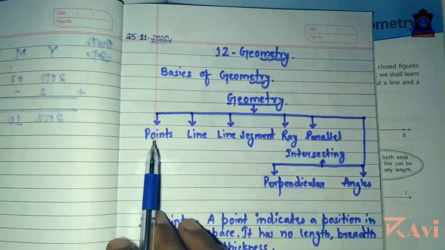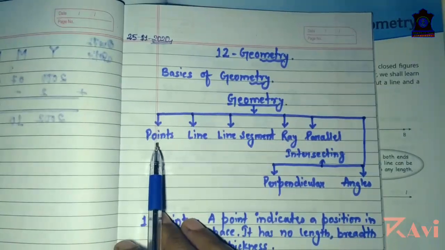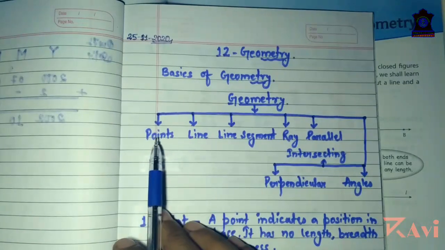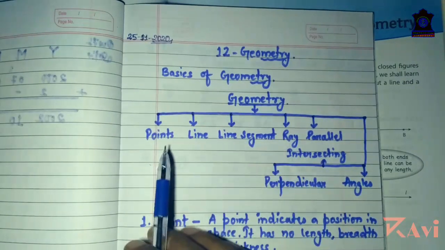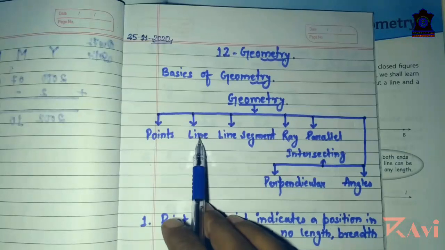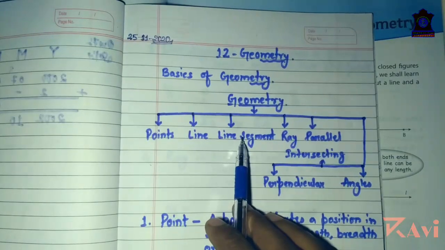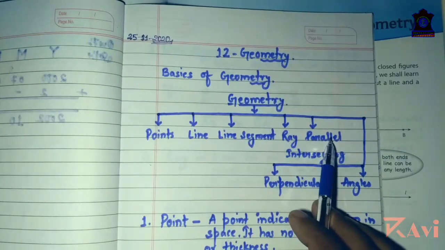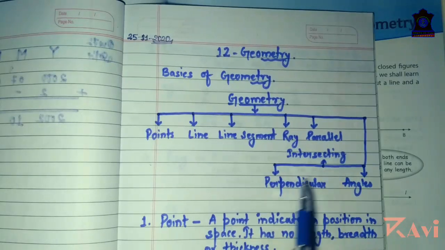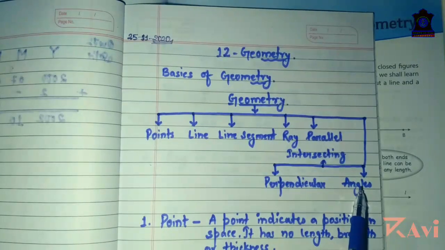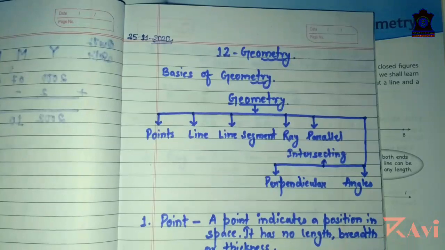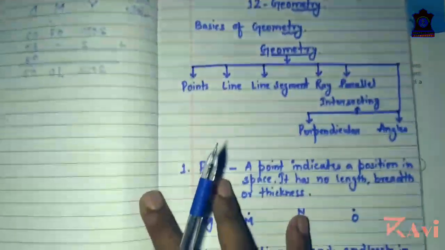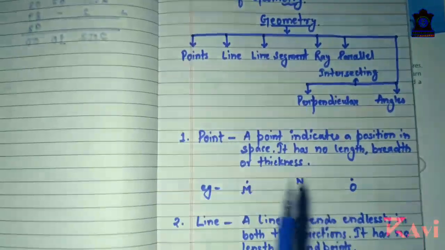Geometry. So today we will be learning a few basic things about geometry, which are points, line, line segment, ray, parallel line, intersecting line, perpendicular line, and at last angles. Okay, so today let's look at these one by one.